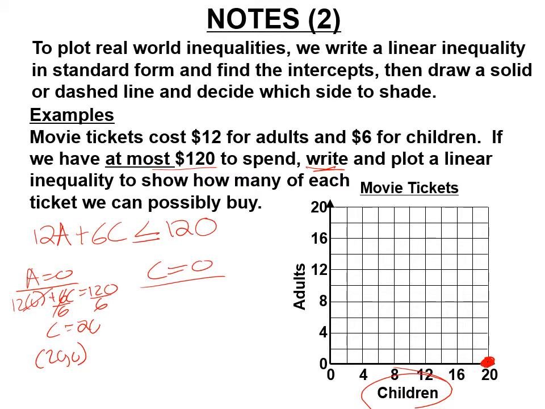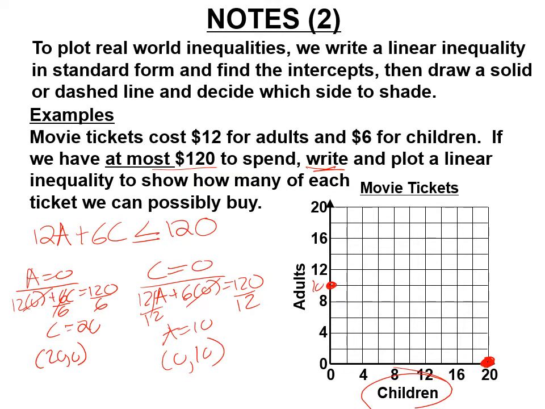Then if C equals 0, if no children go, that's how many adults can go. So 12A plus 6 times 0 equals 120. Divide both sides by 12. It's 10 adults, right? Because their tickets are more expensive, so fewer adults can go than children. So 10 is right there, that's our intercept there. It's a solid line because we're saying at most, so it can be equal to $120.